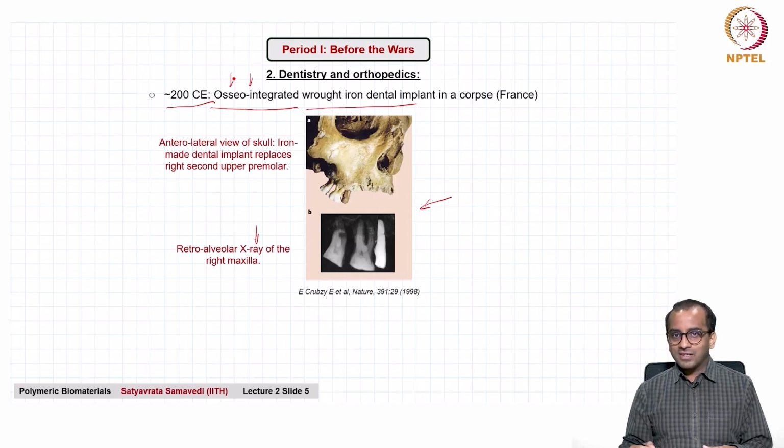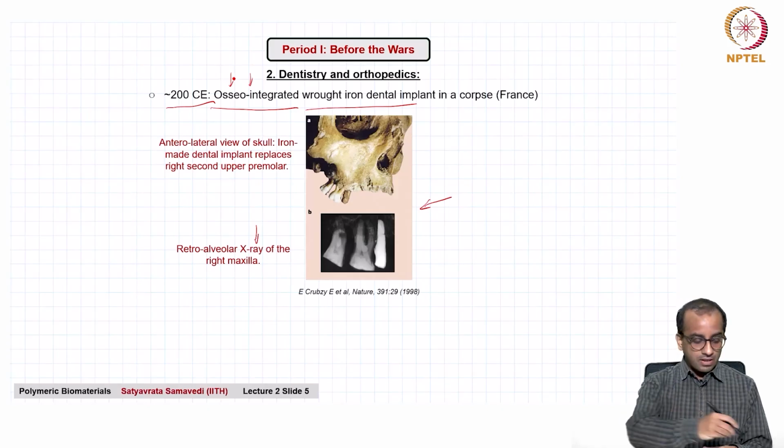This, of course, is not like this person would have surgically implanted it. This was perhaps done through impaction, but it still provides the first evidence of someone deliberately putting something into the body where the material also had integrated well. Of course, you would not be using wrought iron dental implants in today's world, but again this is very interesting to look at in historical context.